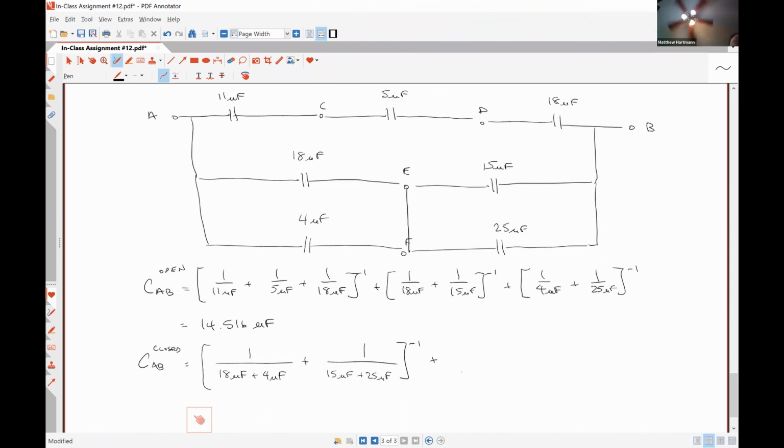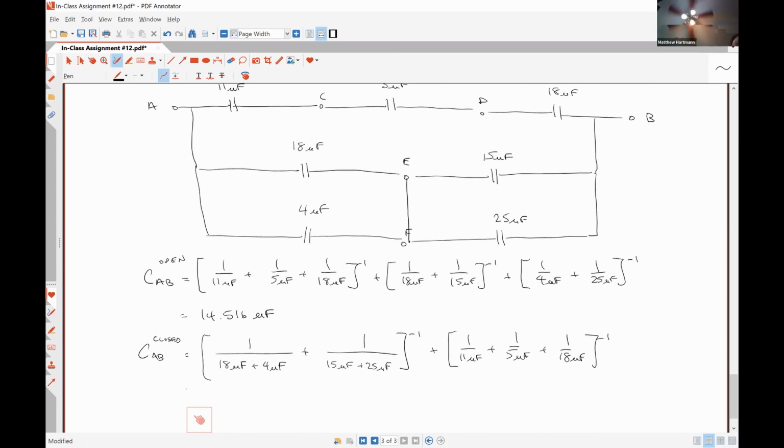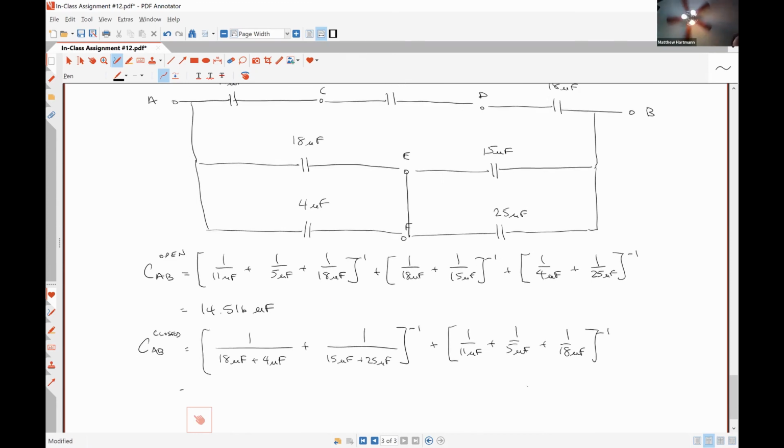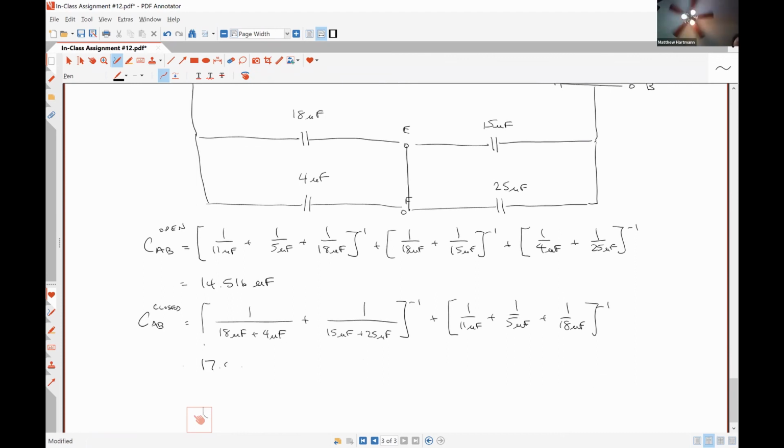Plus the capacitance of our top branch, which is 1 over 11 microfarad plus 1 over 5 plus 1 over 18, minus 1, which will give me 17.080. So combining capacitors is just the inverse of combining resistors and inductors. So nothing wild or crazy there.